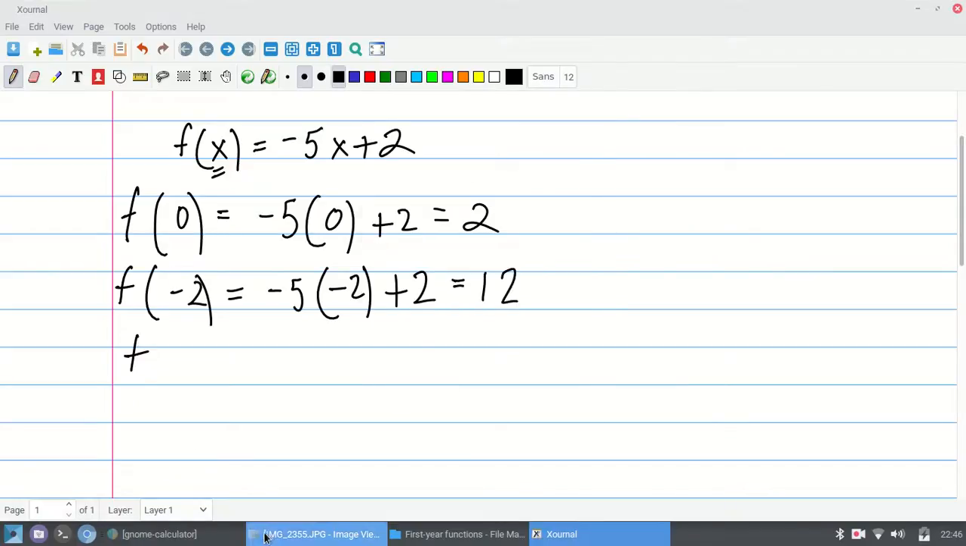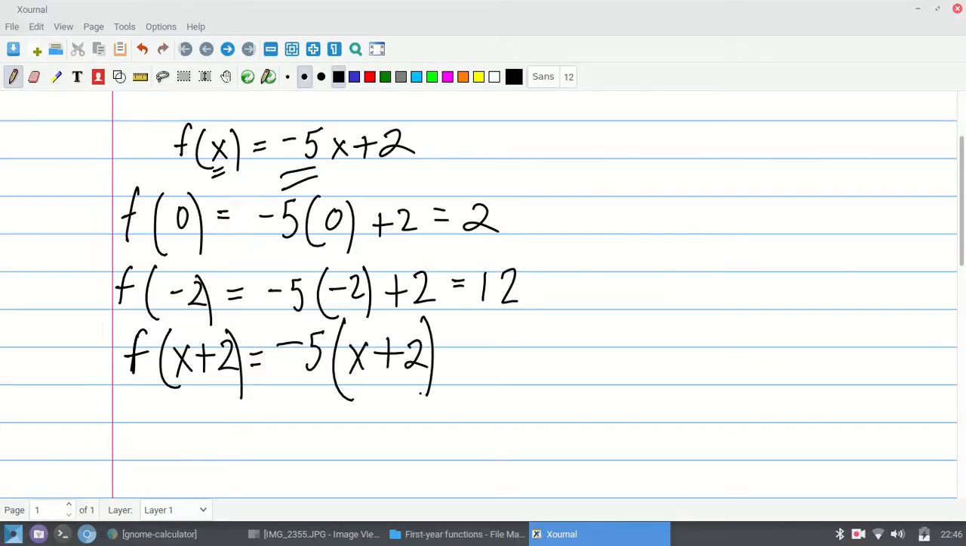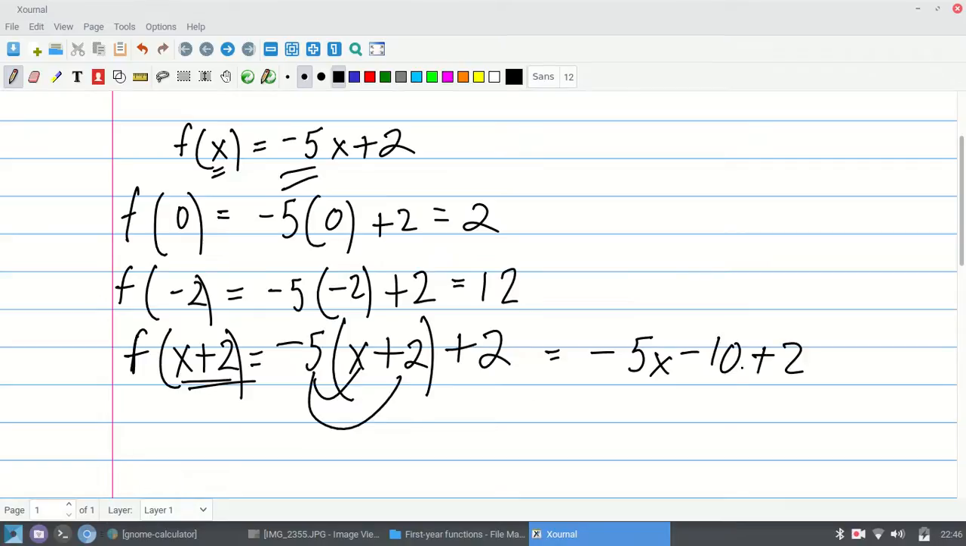Next, f of x plus 2. Now, this is where students get really freaked out. The input now is replaced. So it's like 2 terms, right? If you're multiplying by negative 5, you have to put a bracket, because that multiplies by everything inside the input. The input is this whole thing. So you put a bracket, add 2, and now you have to expand. You're going to get a function of x. So it's going to be negative 5x minus 10 plus 2. Negative 10 plus 2 is negative 8.